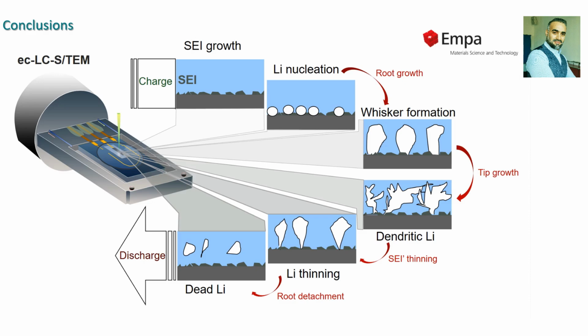During the discharge process, we found that the thinning and the shape of the lithium dendrites are two parameters allowing the formation of dead lithium. And with that, we found that we have different amounts of dead lithium formed with different mechanisms.